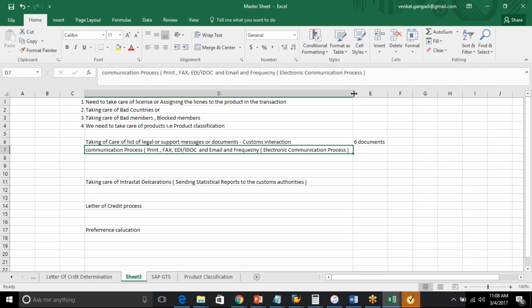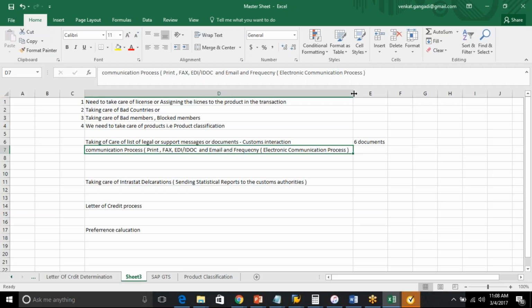But my point is, let us assume that to get your export clearance, you need to send 6 documents, so 6 messages, to the customs authorities. And in order to get import clearance, you need to send 5 documents to the customs authorities. So now you tell me, to send these 6 documents for export clearance, what is required in the GTS module?